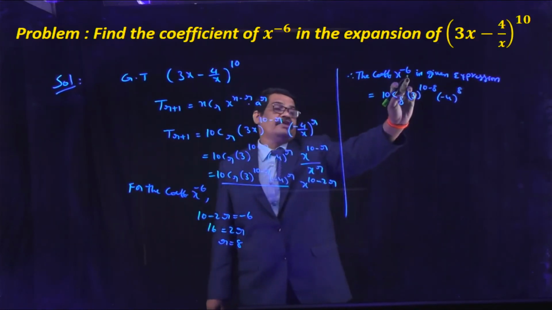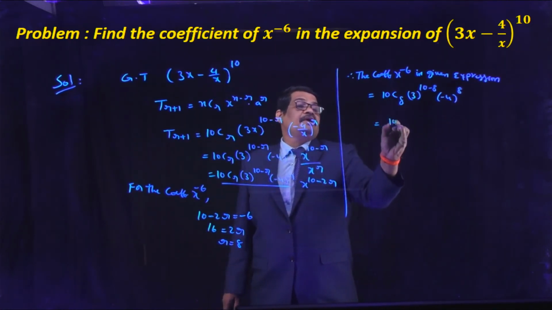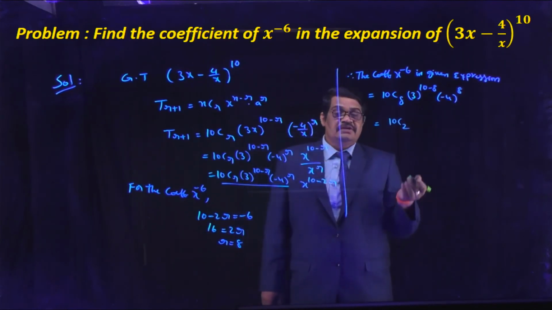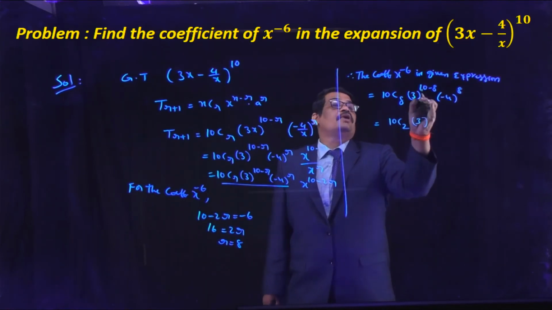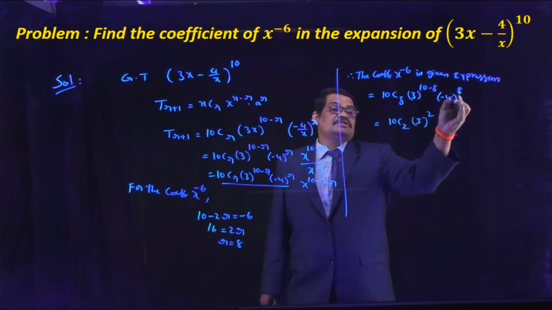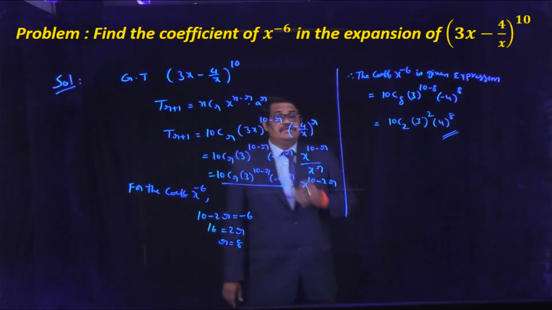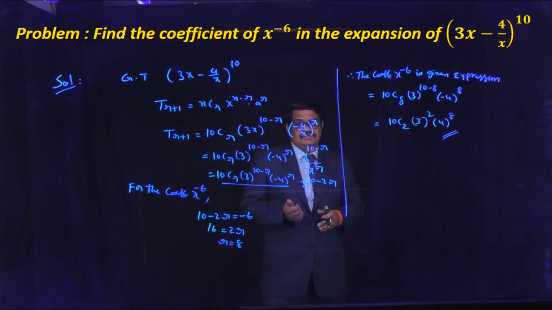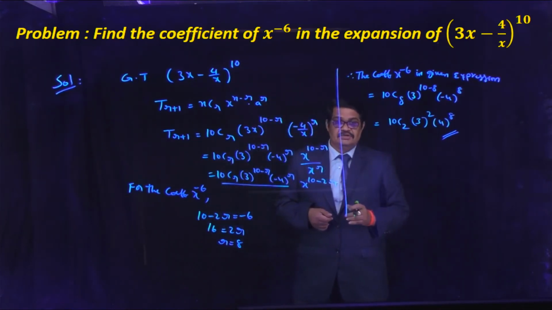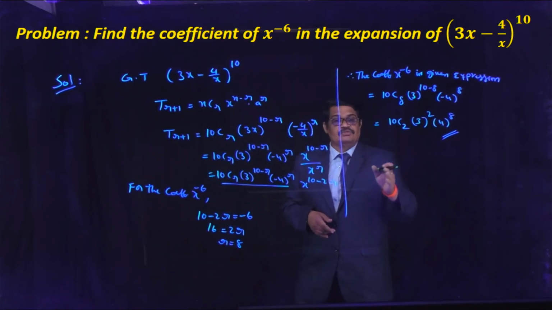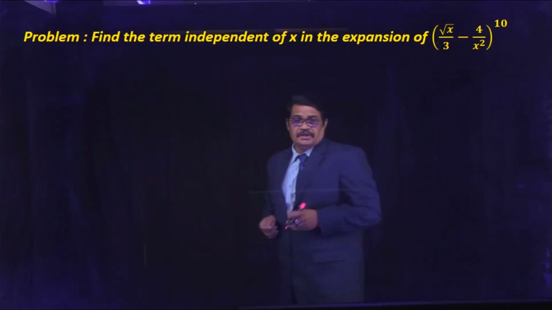So this is the coefficient of x power minus 6 in the given expression, that is equal to 10C8, which can be written as 10C2. 10C8 is 10C(10 minus 8), 10 minus 8 is 2, that is 10C2 into 3 to the power of 10 minus 8, that is 2, into, here the power is even, that is 4 to the power of 8. So this is the coefficient of x to the power of minus 6 in the given expression (3x minus 4 by x) whole power 10. So in that expansion the x power minus 6 coefficient is 10C2 into 3 square into 4 to the power of 8. Okay, to the another problem.